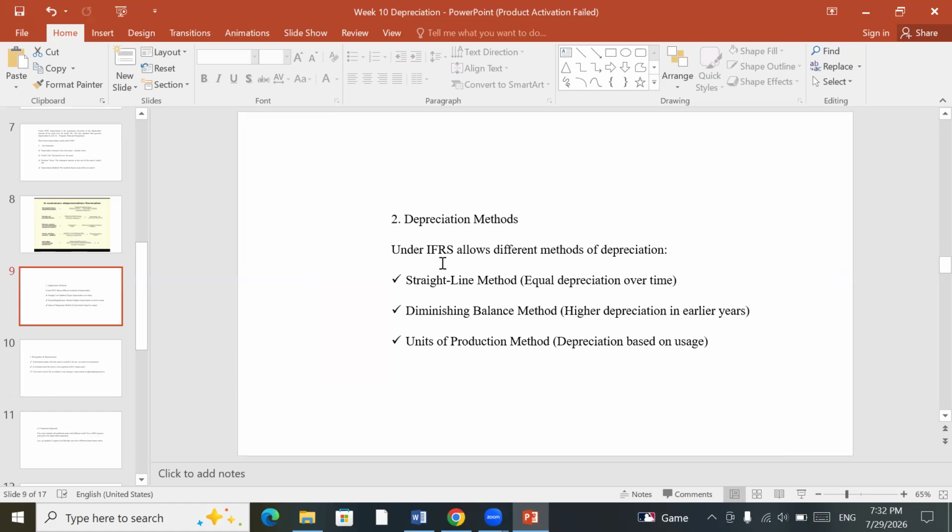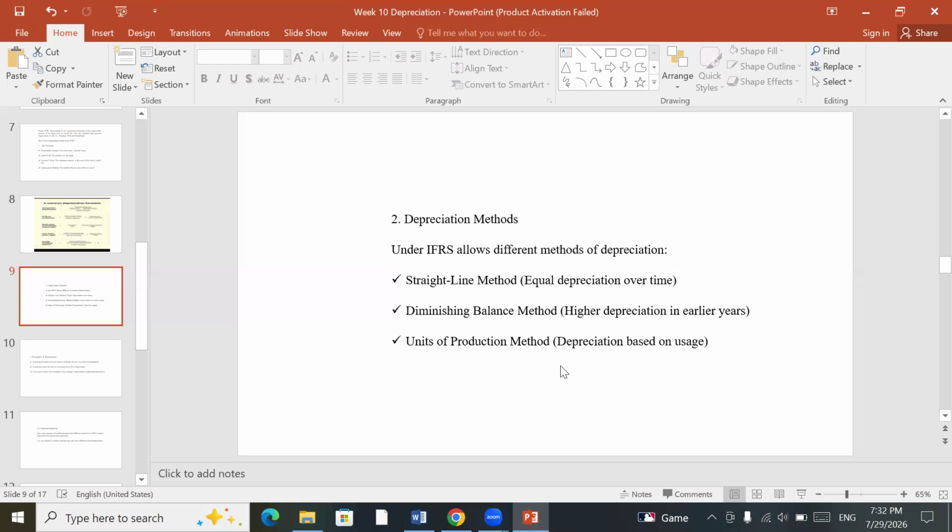Depreciation under IFRS allows different methods of depreciation. These methods are allowed by IFRS. Straight line method: equal depreciation over the years. Every year you maintain the same rate or same amount of depreciation. This is called the straight line depreciation method. Diminishing balance method: higher depreciation in the earlier years and lower depreciation in later years. This is the diminishing balance method.